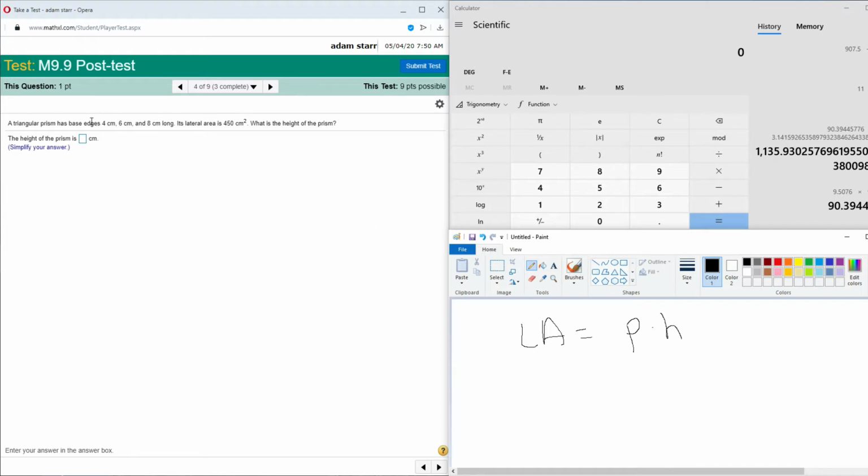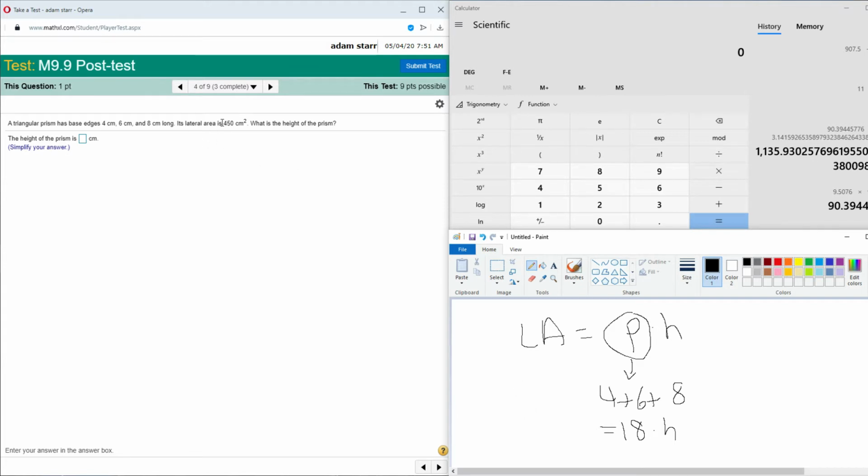And what's nice here is we have the 3 dimensions of our triangle, so we can find the perimeter. The perimeter here is just going to be around this triangle, so it's just going to be adding the edges. So it's 4 plus 6 plus 8. My 3 edges, I should say. 4 plus 6 is 10. 10 plus 8 is 18. So my perimeter here is 18 centimeters times my height equals my lateral area.